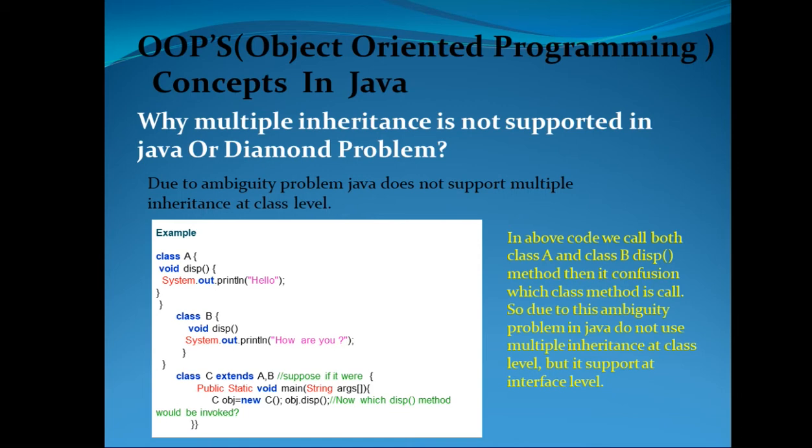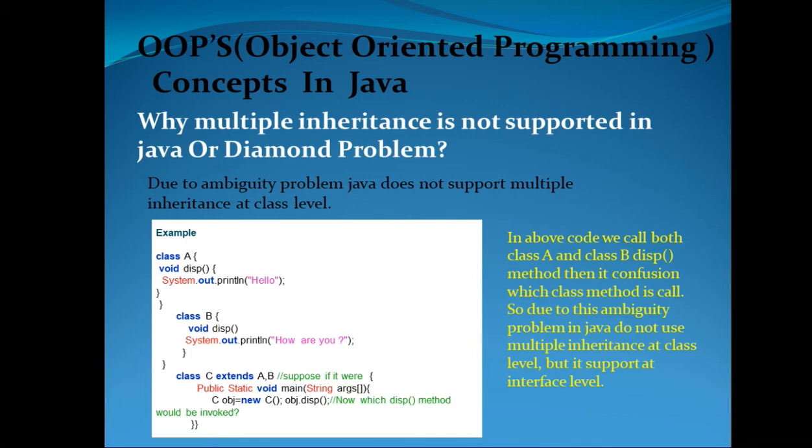Here we have class C which extends class A and class B at a time. After that we create the object of class C and call object.display. Now the compiler gets confused about which display method is going to be executed, either that of class A or of class B. This is called the diamond problem of multiple inheritance. That's why multiple inheritance is not allowed in the Java language.